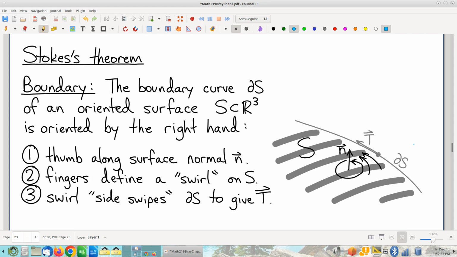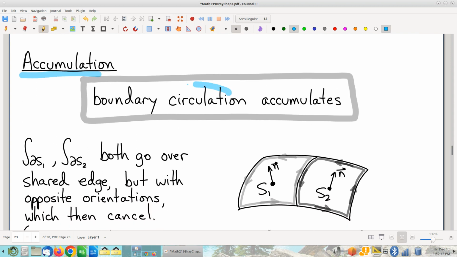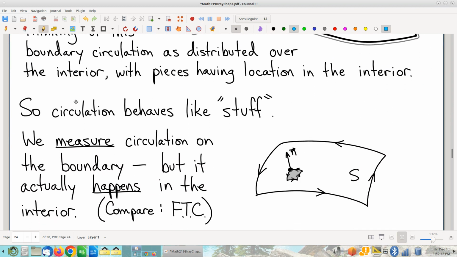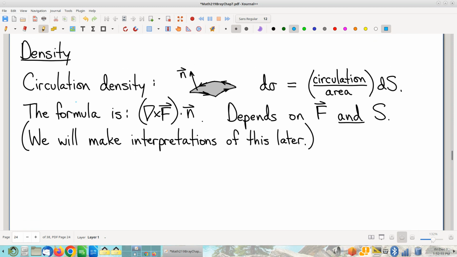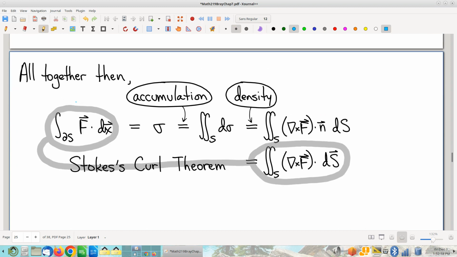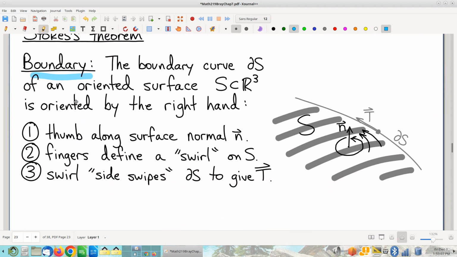I'm going to go through the argument one step at a time, but notice we have to talk about boundaries and what orientations mean. I have to identify what is the relevant accumulating quantity, persuade you that it accumulates. We have to make the corresponding observations about how this is a kind of stuff, and therefore there's a density, and therefore there's a theorem. It's morally identical to several previous arguments we've made. Okay, so one step at a time, though.